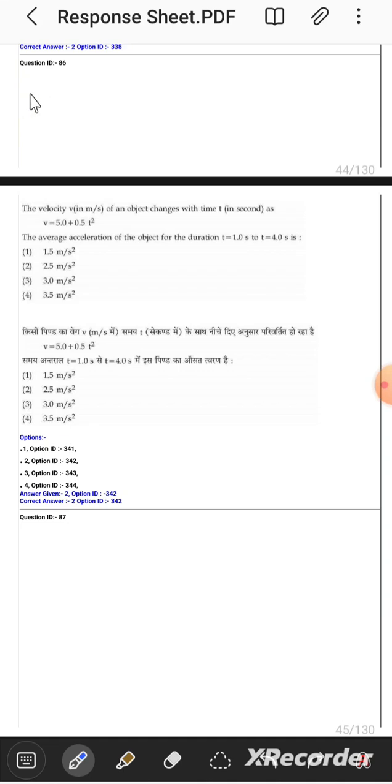Hello everyone. Today we are going to solve the next five questions. The first question is v equals 5.0 plus 0.5 t square, the velocity expression they have given us, and we have to find the average acceleration of the object. Now, acceleration means it is dv/dt.